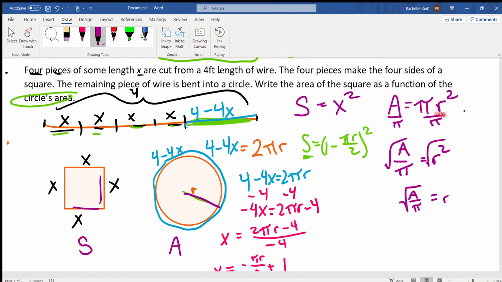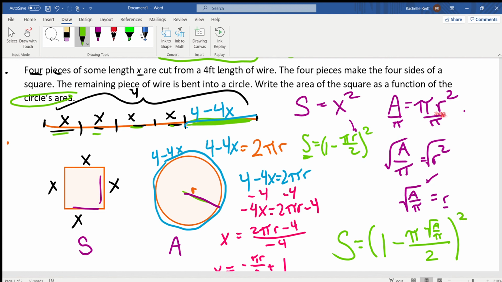So now look here. I've got this is equal to r. Well, now I can get rid of the r here so that there's only A's in my equation. So if I rewrote the area of the square again, I'm just going to plug in, instead of that r there, the square root of A over pi divided by 2, squared. Okay, I know that looks super gross, and some of you might want to distribute it out and simplify it. You can totally do that.